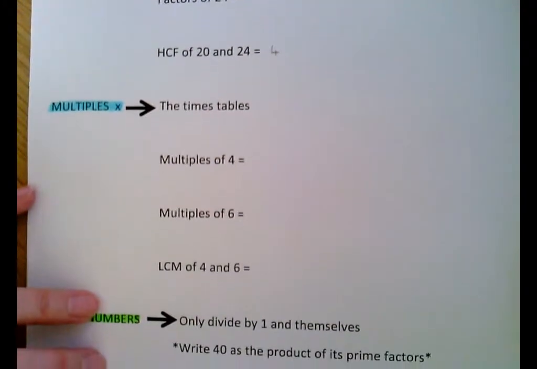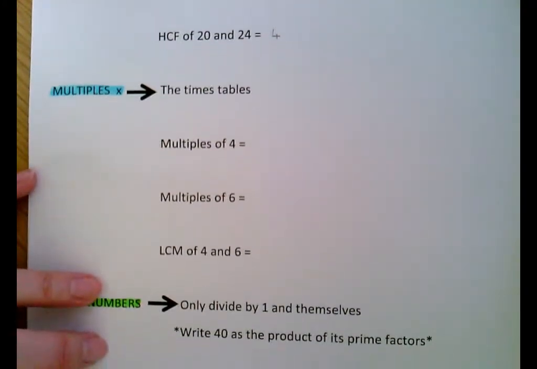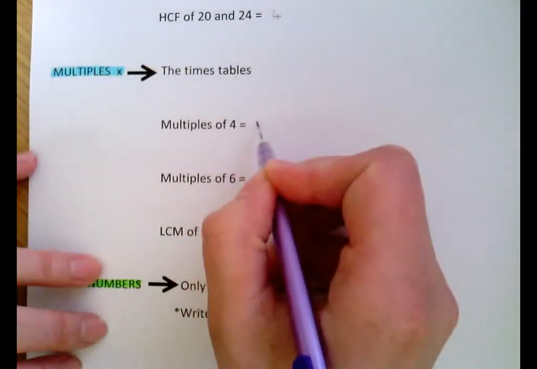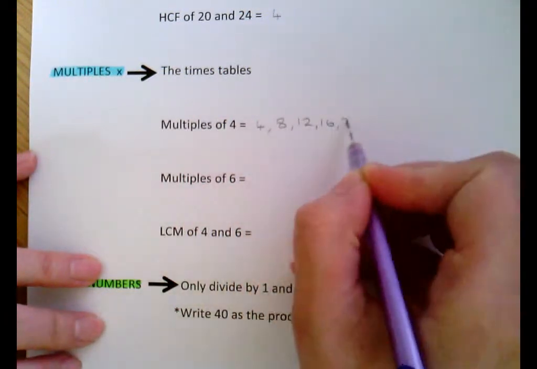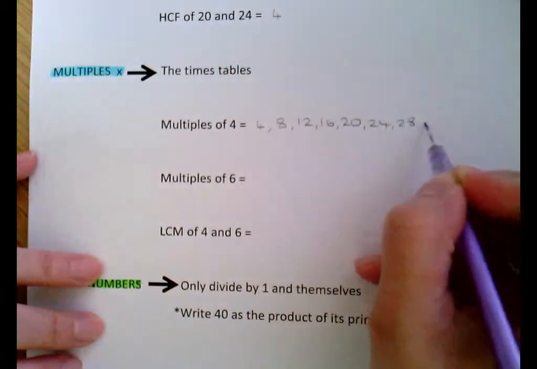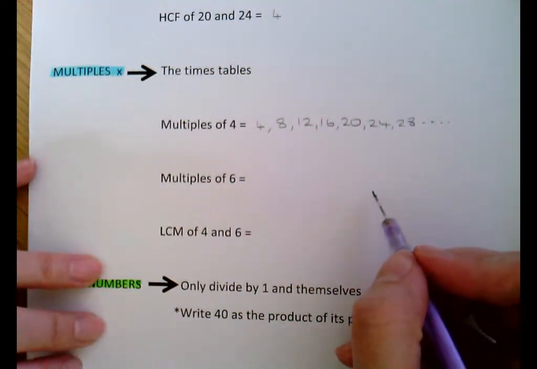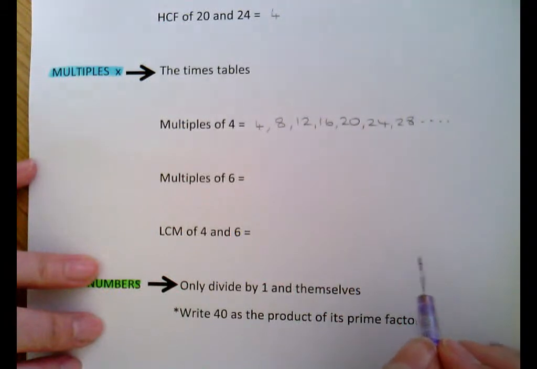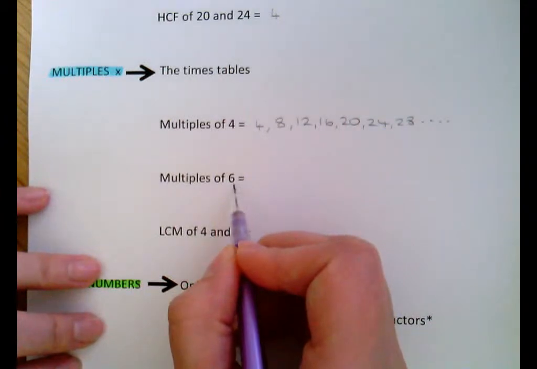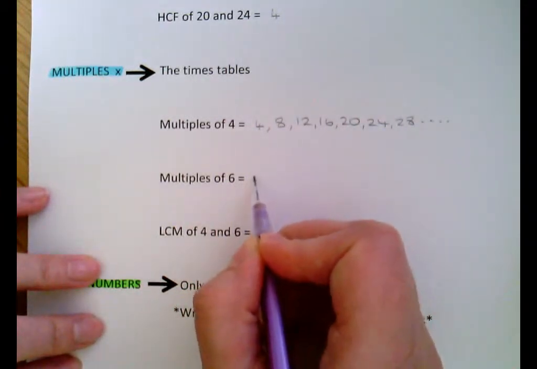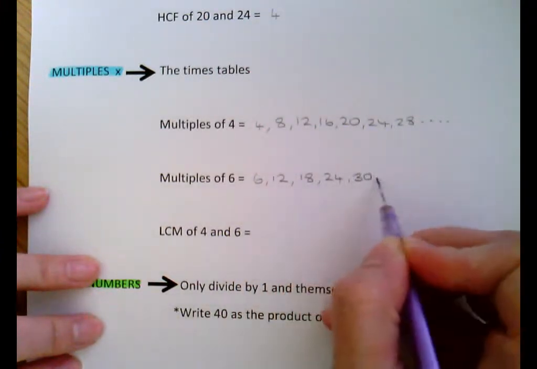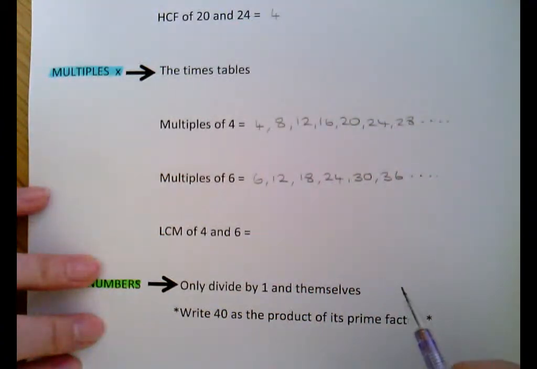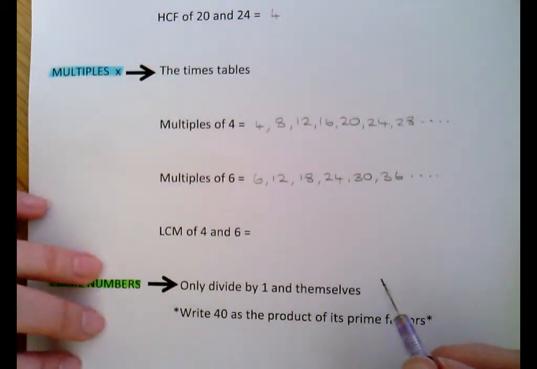Multiples then, these are your times table, so they're always going to be bigger than the number. So your multiples of 4, you start off with 4, and then you would have 8, 12, 16, 20, 24, 28, and so on. They would go on forever, so you'd never be asked to list all of the multiples. You'd maybe be asked for the first 4 or 5 or something like that. Your multiples of 6 are just all of the numbers in your 6 times tables. So start with 6, 12, 18, 24, 30, 36, and so on. Again, you would never be asked for all of them.